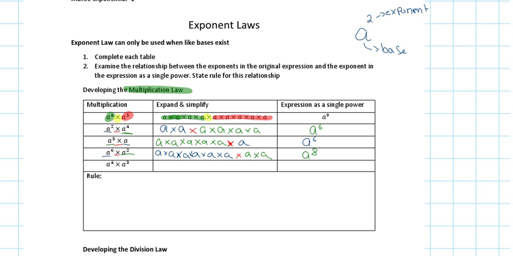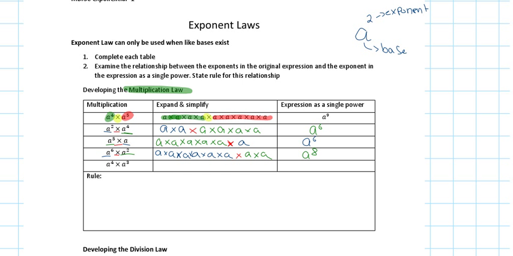Have you seen any trend here? Have you seen anything happen? Yeah. What do you see? That when you have the same base, you just add the exponents. So if you look at this, I have a squared times a to the power of 4, I'm getting a to the power of 6. If I have a to the power of 5 times a, I'm getting a to the power of 6. If I have a to the power of 6 times a squared, I'm getting a to the power of 8.